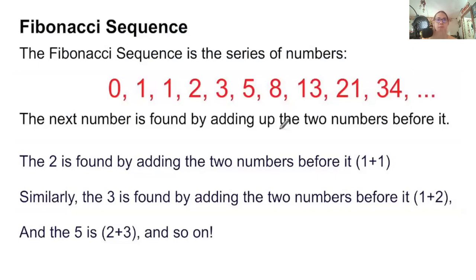So the Fibonacci sequence is the series of numbers 0, 1, 1, 2, 3, 5, 8, 13, 21, 34, and so on and so forth. The next number is found by adding up the two numbers before it. Okay? So 0 plus 1 is equal to 1. That's why it's the next term. Then 1 plus 1 is equal to 2. That is the next term. So the 2 is found by adding the two numbers before it, 1 plus 1. Similarly, the 3 is found by adding the two numbers before it, 1 plus 2 is equal to 3. And the 5 is 2 plus 3, and so on. So this is the pattern for the Fibonacci sequence.